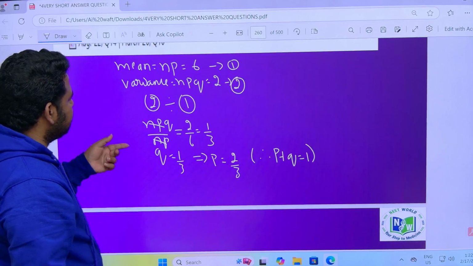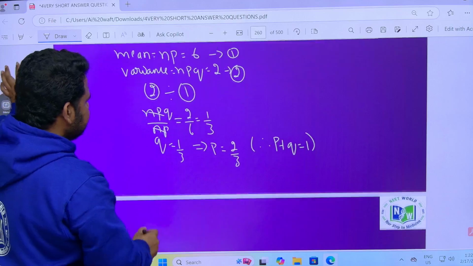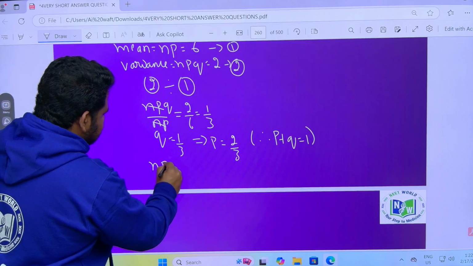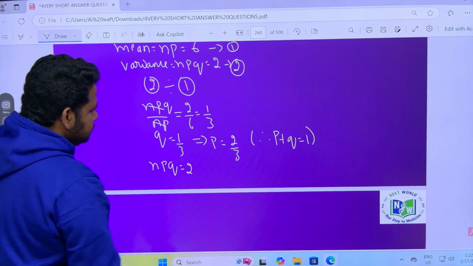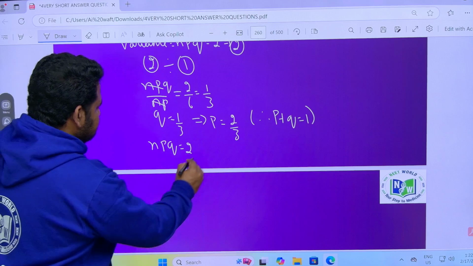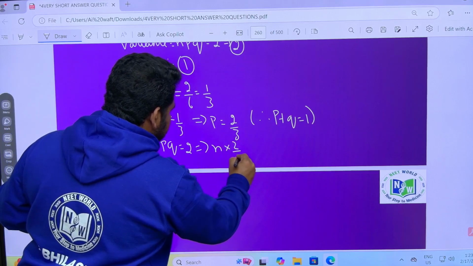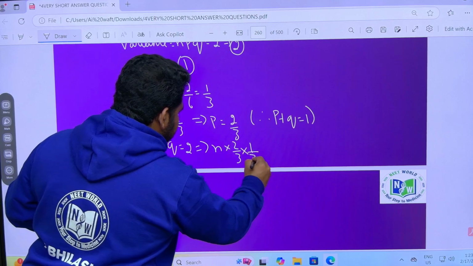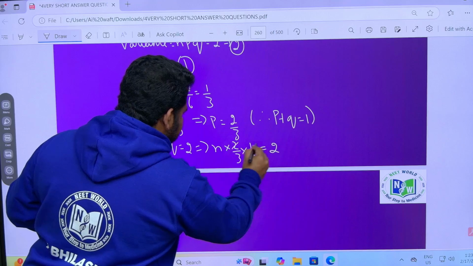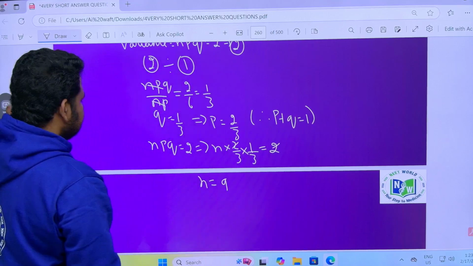Now if you substitute the value of this in NPQ is equal to 2, you will get N. So NPQ is equal to what, friends? NPQ is equal to 2. You put the value of P and Q, you will get the value of N. This implies N into 2 by 3 into 1 by 3 is equal to 2. Okay, these two cancel. N will be equal to 3 into 3 is 9. Okay, N is equal to 9.